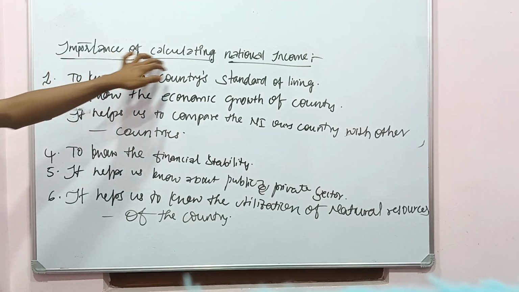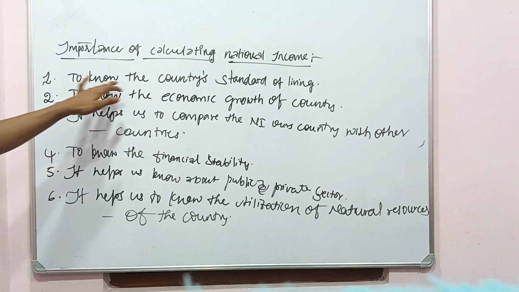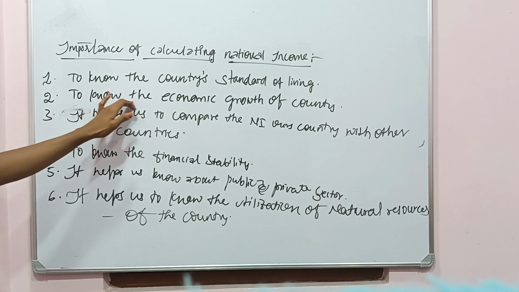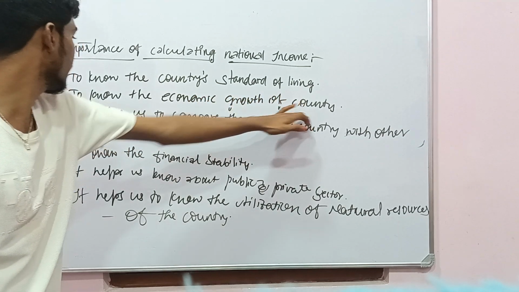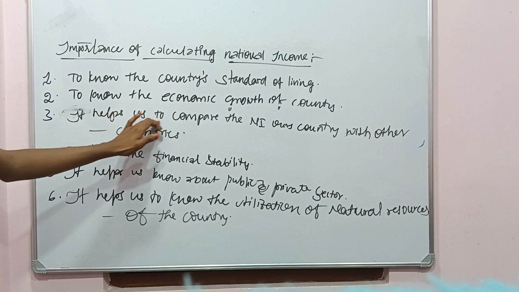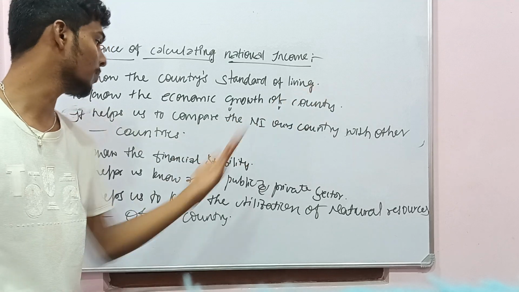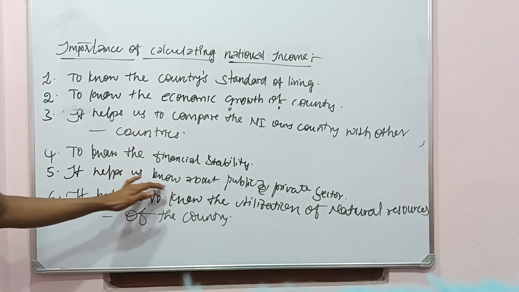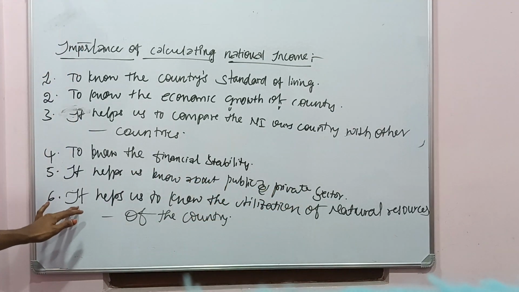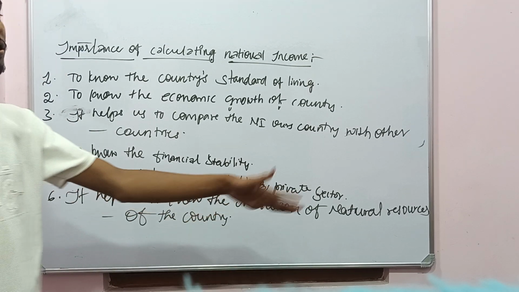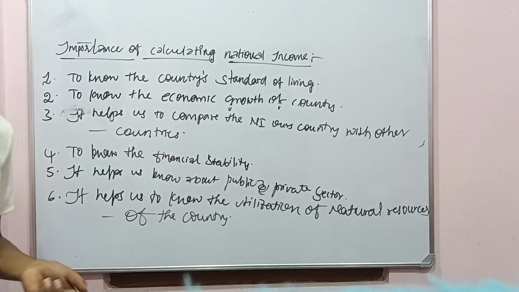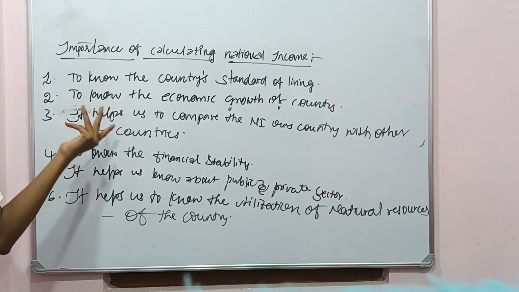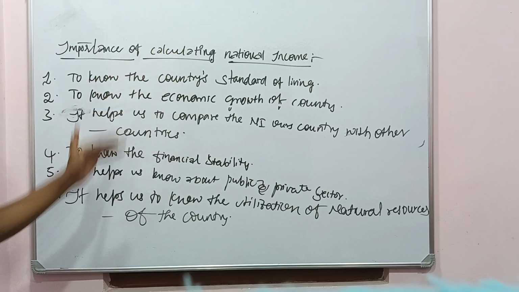These are the six important points of calculating national income. First is to know the country's standard of living, second is to know the country's economic growth, and it also helps us compare the national income of our country with other countries, to know the financial stability, and the public and private sector. It also helps us know the utilization of natural resources. So this is national income, the various methods of calculating national income, and the importance of calculating national income.